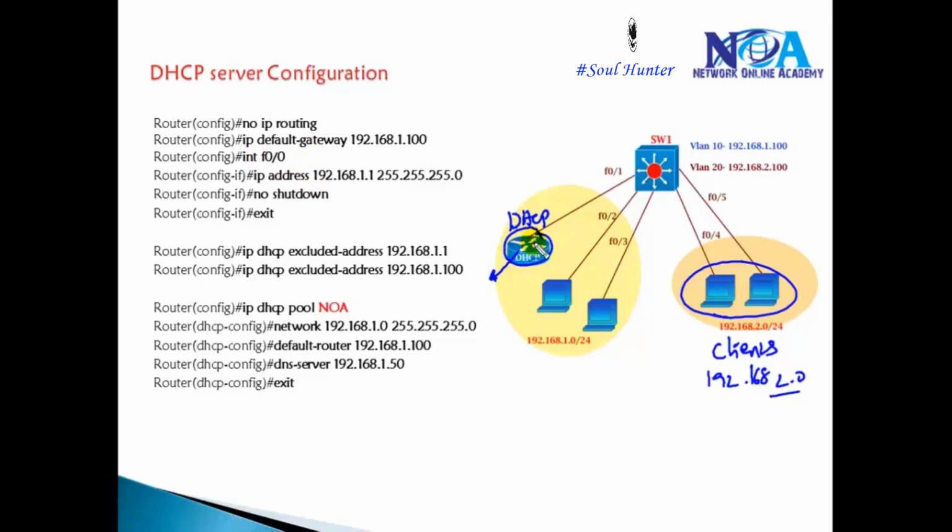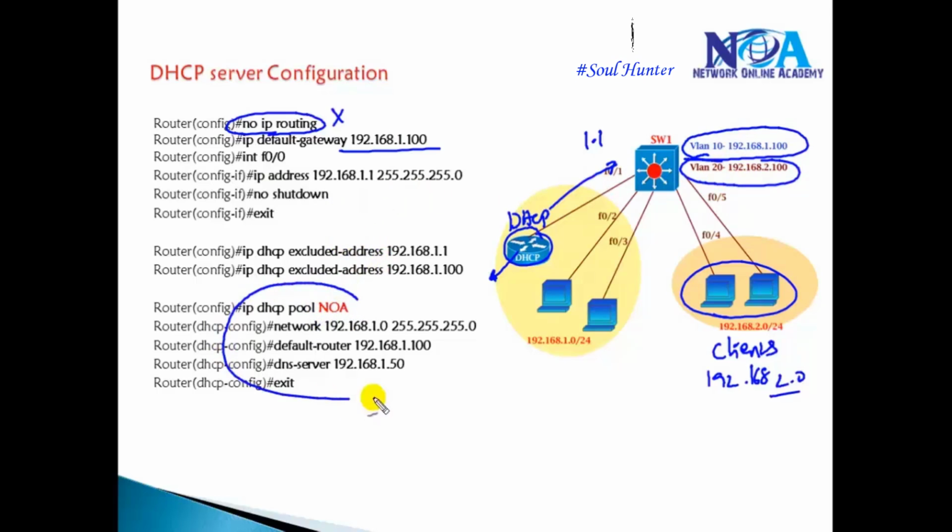Here I'm using a router as a DHCP server, so I'm disabling IP routing because I'm not using it as a router. It's just like a normal computer, and the default gateway is VLAN 100. So I created SVIs. For VLAN 10 it is 192.168.1.100, and for VLAN 20 it is 192.168.2.100. And we created a pool for the 192.168.1.0 network, and based on this pool all the clients can get an IP address.